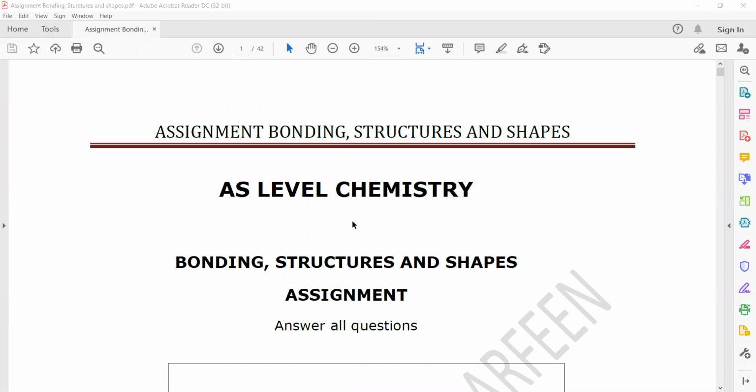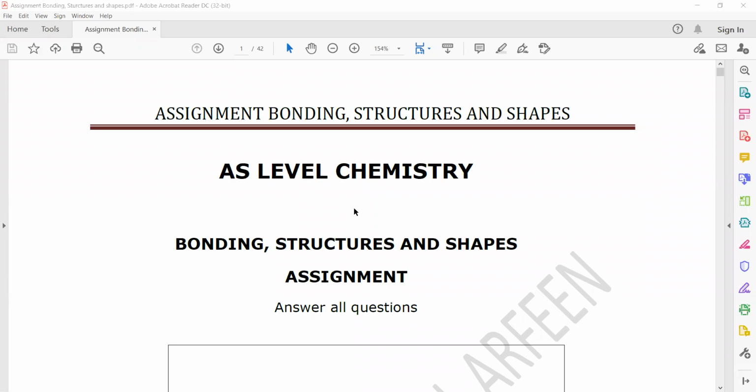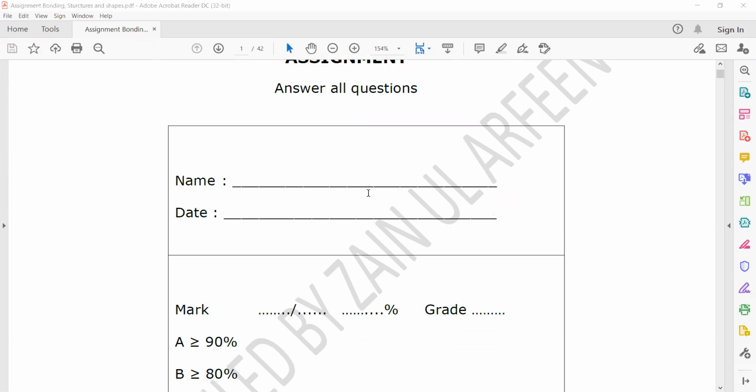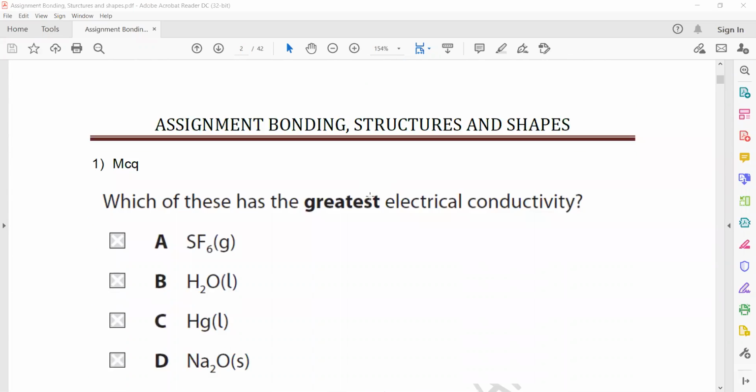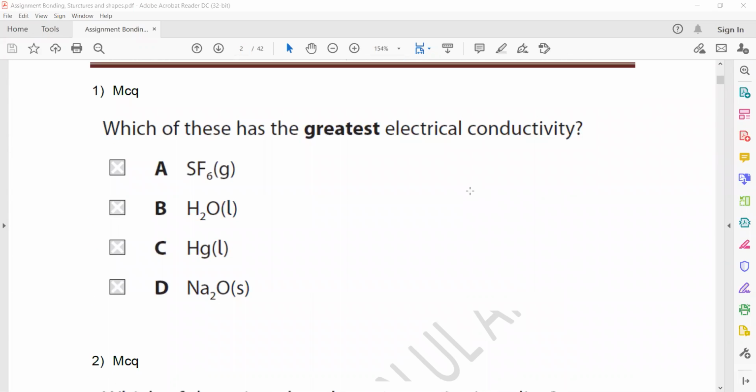So this is an assignment related to the topic bonding, structures and shapes of the molecules. The first question: which of these has the greatest electrical conductivity? Electrical conductivity depends on the type of bonding. In SF6, it will be a covalent bond.